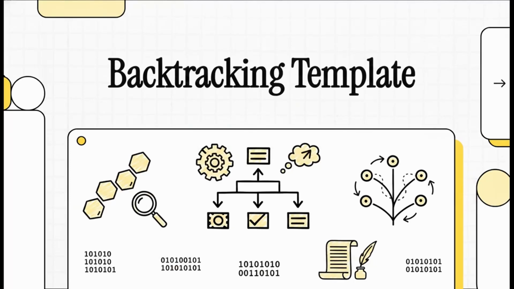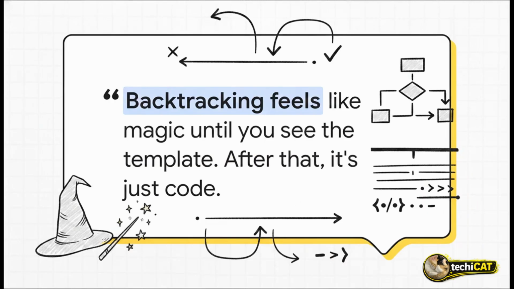Today, our goal is super specific and honestly highly practical. We're going to take a notoriously abstract, kind of intimidating coding concept and transform it into a simple, repeatable mental model that you can use over and over again. Backtracking feels like magic until you see the template. After that, it's just code.